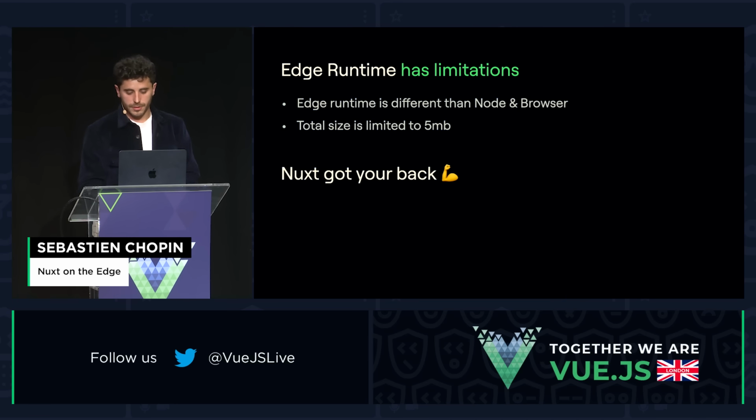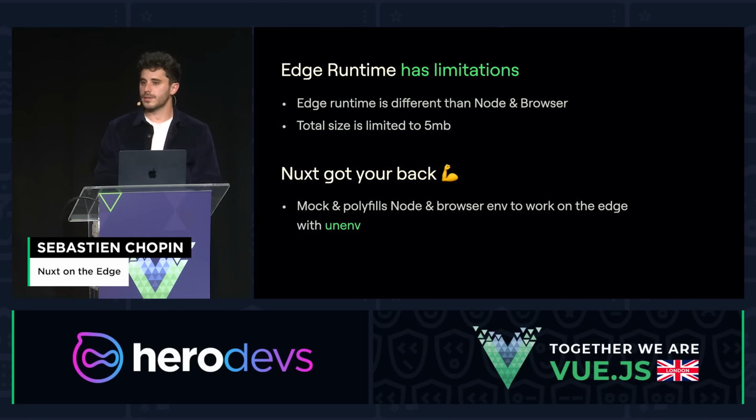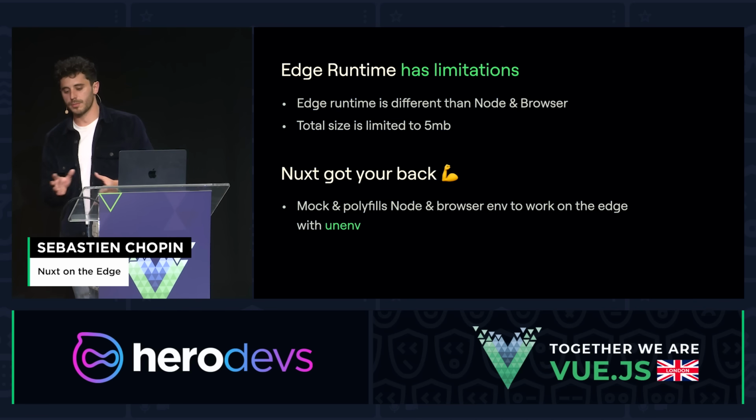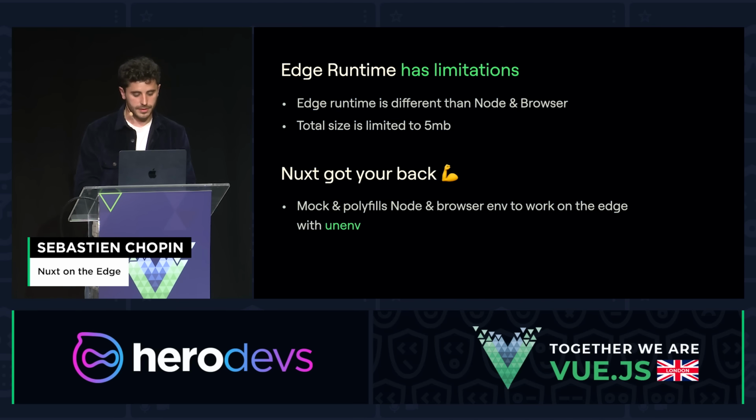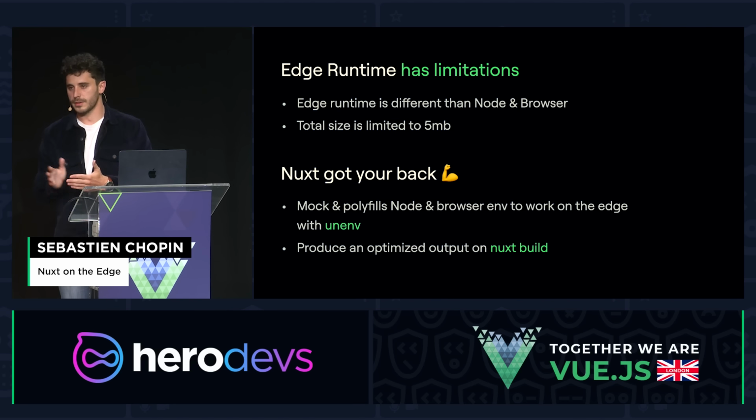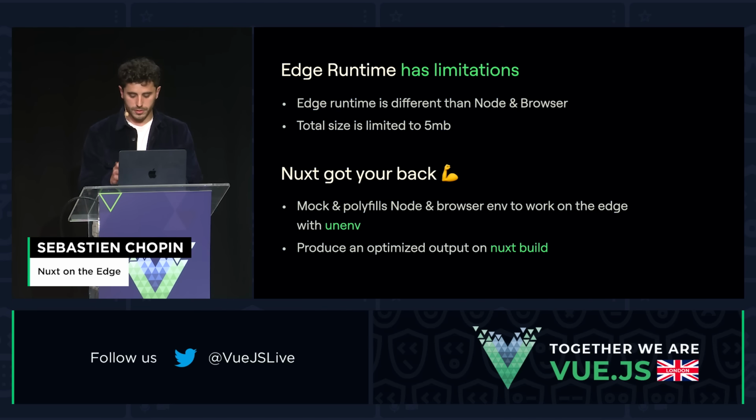But thanks to Nitro and Nuxt, we mock and polyfill most of the Node and browser environment we can do for production with unenv, part of the UnJS community. And we produce and optimize output, like I said, about 3 megabytes for the total bundle.